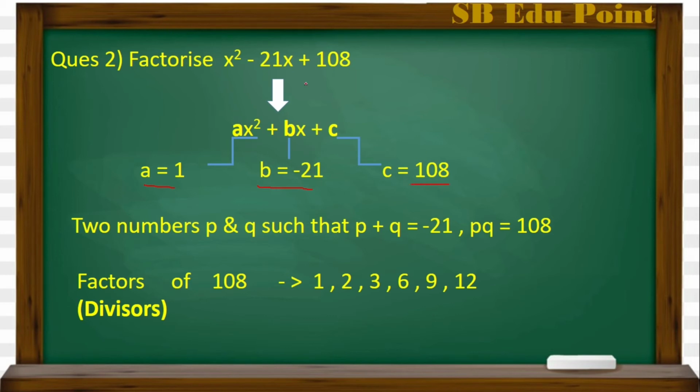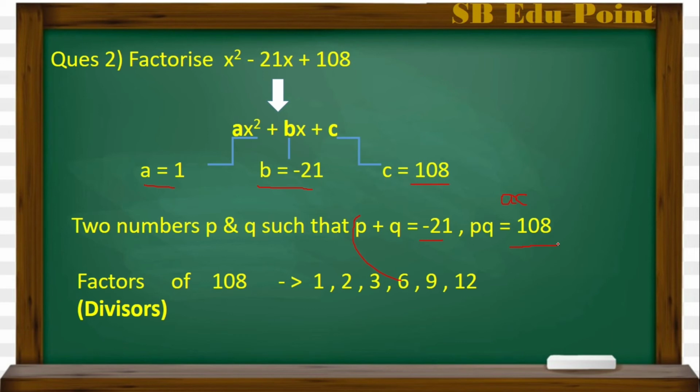And in the next step, I need to get two numbers to split my middle term. The value of the middle term is minus 21. So as per the condition, the sum of the two numbers should be minus 21 and the product of the two numbers should be equal to the product of A and C, which is 108.